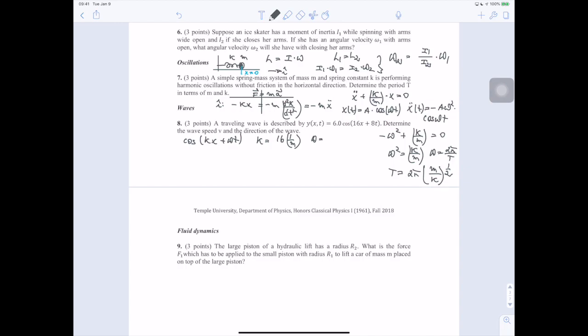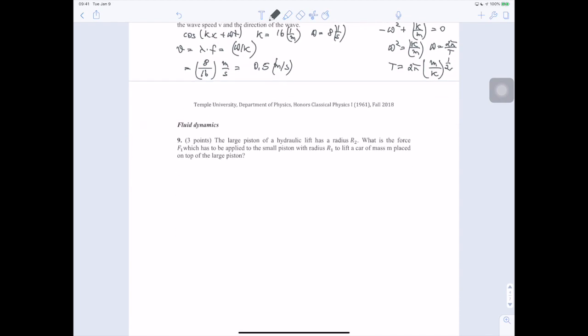And omega is nothing else than 8 1 over s. So now v, the wave speed, is lambda times f, or omega divided by k. And so therefore we can write this as 8 over 16, and the respective unit is then meters per second, so it's 0.5 meters per second.